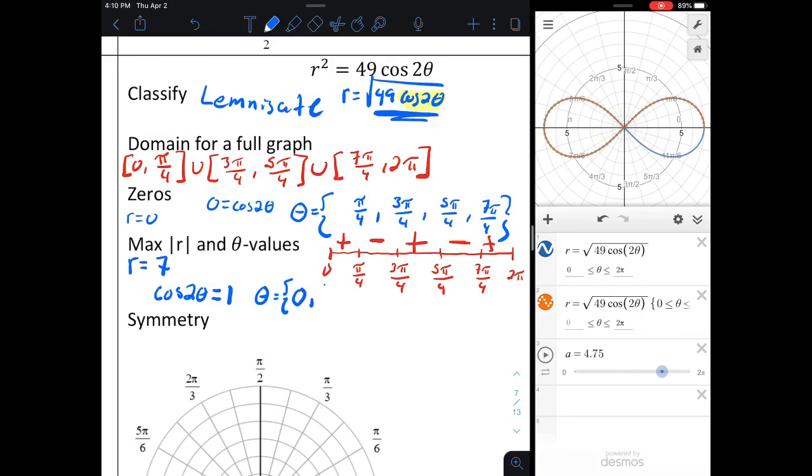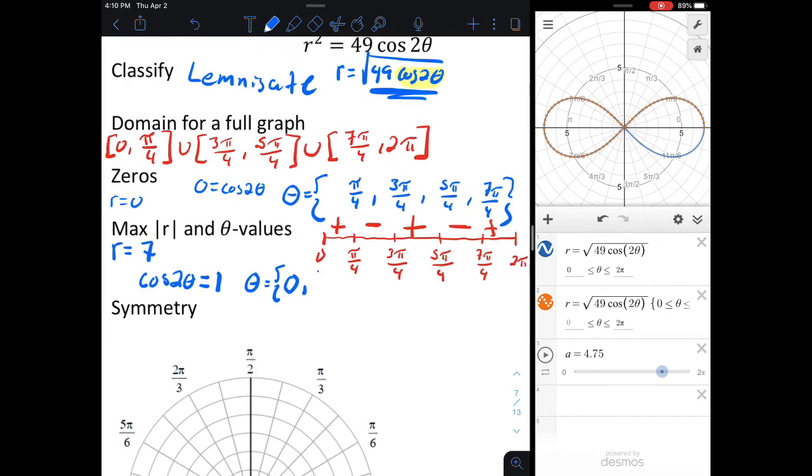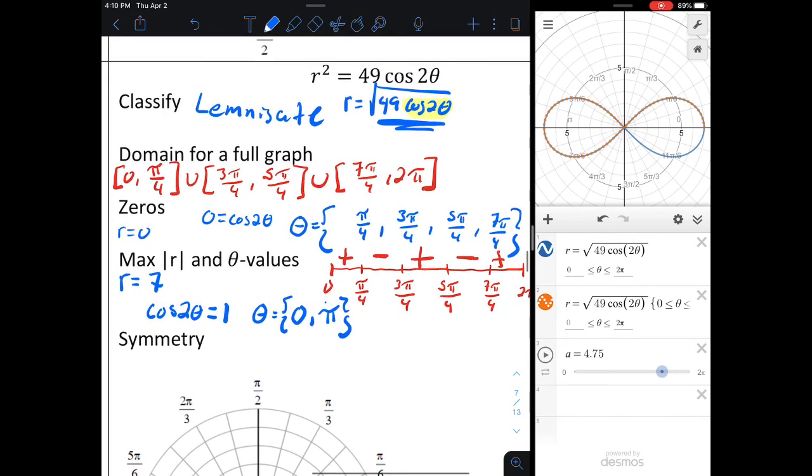Cosine will equal positive 1 when it's applied to 0 or 2 pi or 4 pi and so on. So I'm looking for theta values that, when doubled, make cosine be applied to those. 0 would work, and so would pi, and there's no other theta value that would lie inside of the intervals that we have written up here.